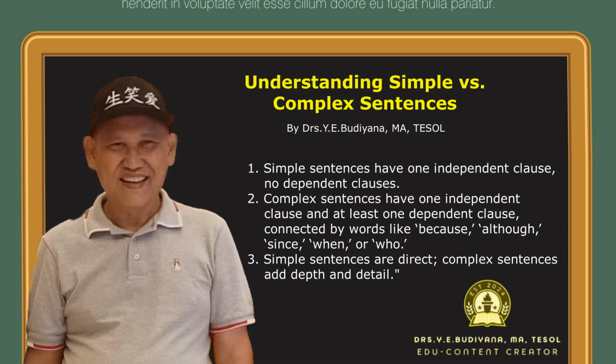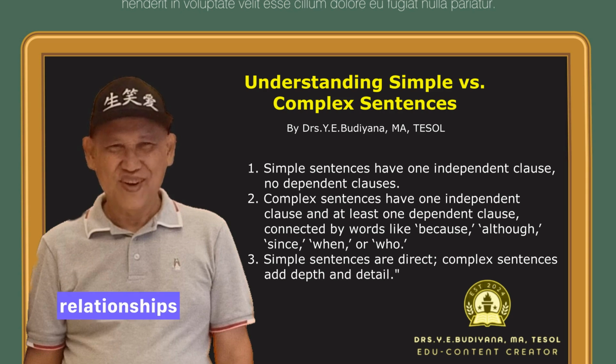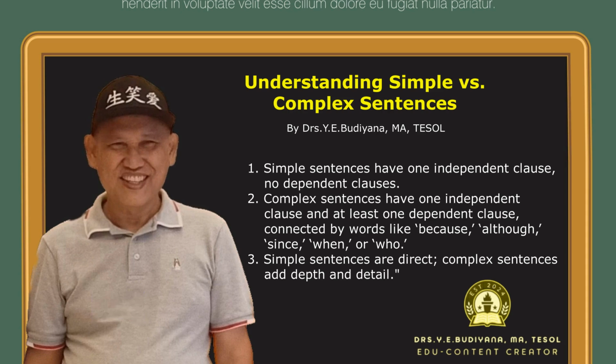Why does this matter? Simple sentences are great for clarity and punch, like in action scenes or bold statements. Complex sentences shine when you want to show relationships between ideas, like cause and effect or extra details. Mixing both in your writing keeps it lively and engaging.